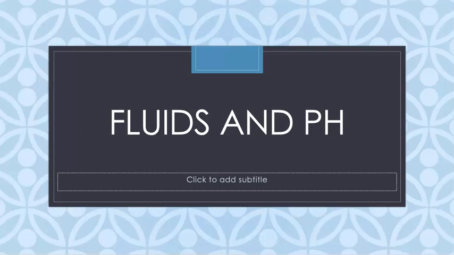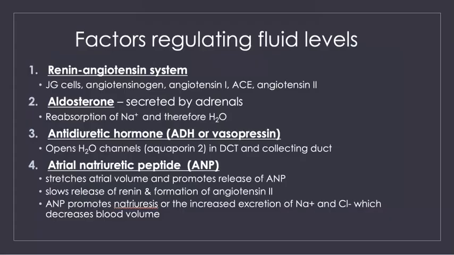Hello and welcome back. We are going to talk about fluids and pH in this lecture. So let's get right into it. There are 4 different factors that are regulating fluid levels. The first is the renin-angiotensin system.